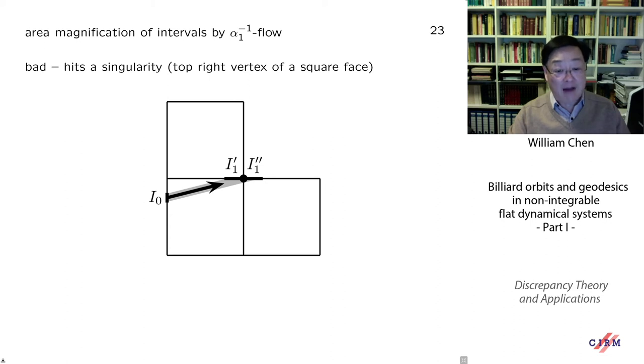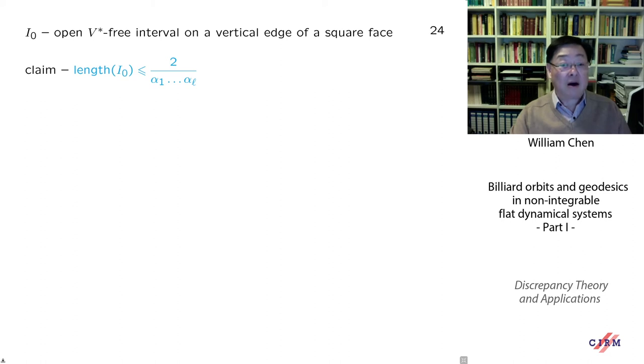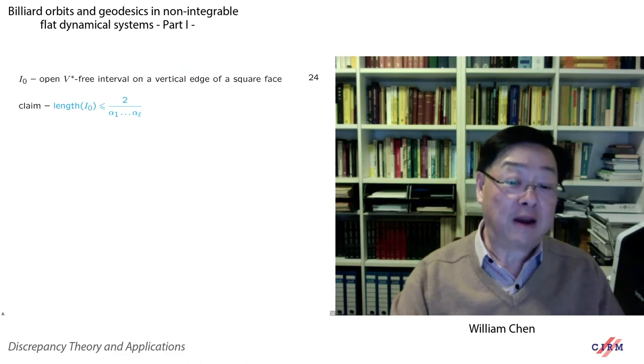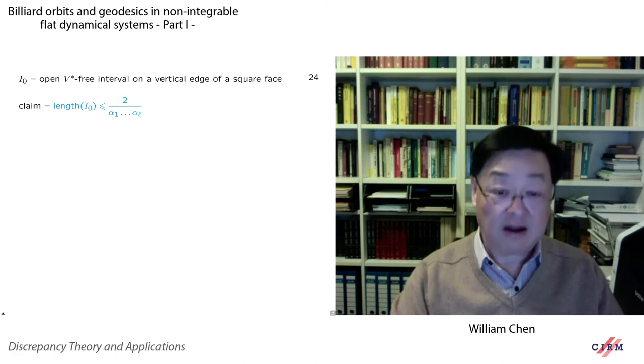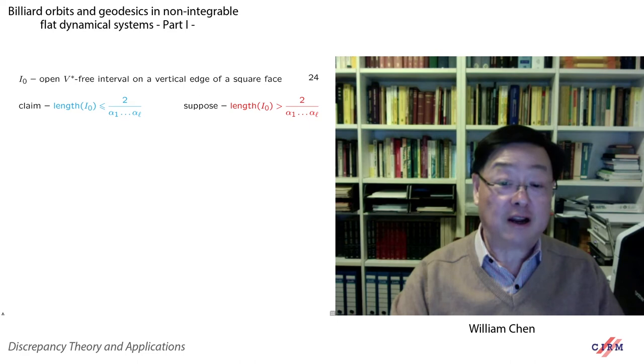This magnification can be bad, as shown in this particular picture, because the image is split into two intervals, and there is a singularity in between. Now, we're going to claim that if we start with an I0 on a vertical edge of a square face, and let's suppose that I0 does not intersect our V star. Remember, V star is a long initial section of the geodesic V. And suppose V star doesn't intersect I0. We claim that the length of I0 cannot be too big. We have the upper bound given here. Let's suppose the contrary, that the length is bigger.